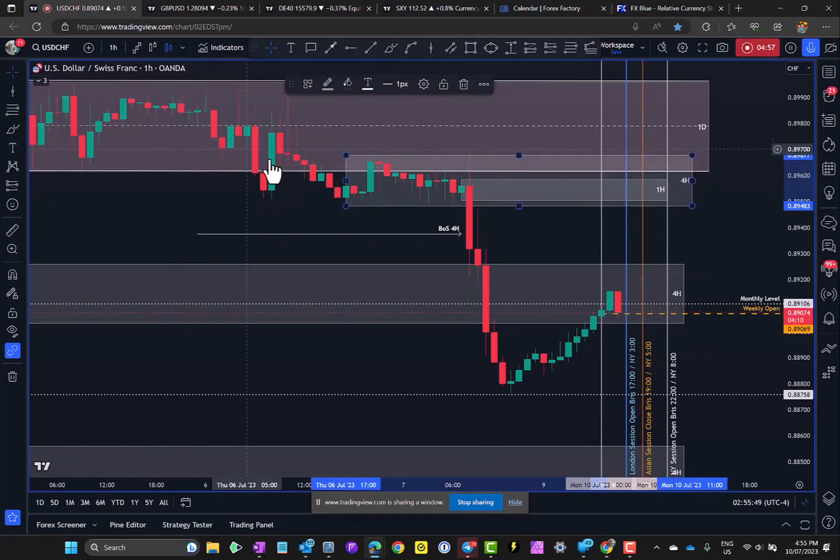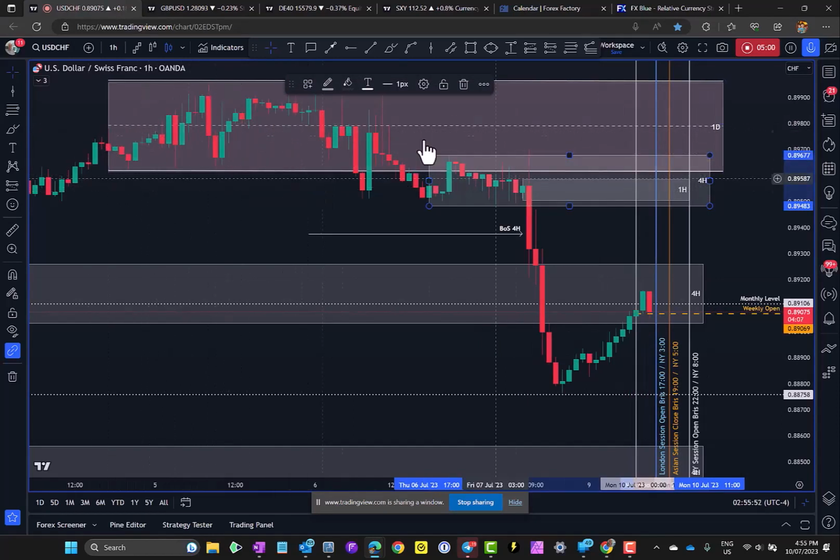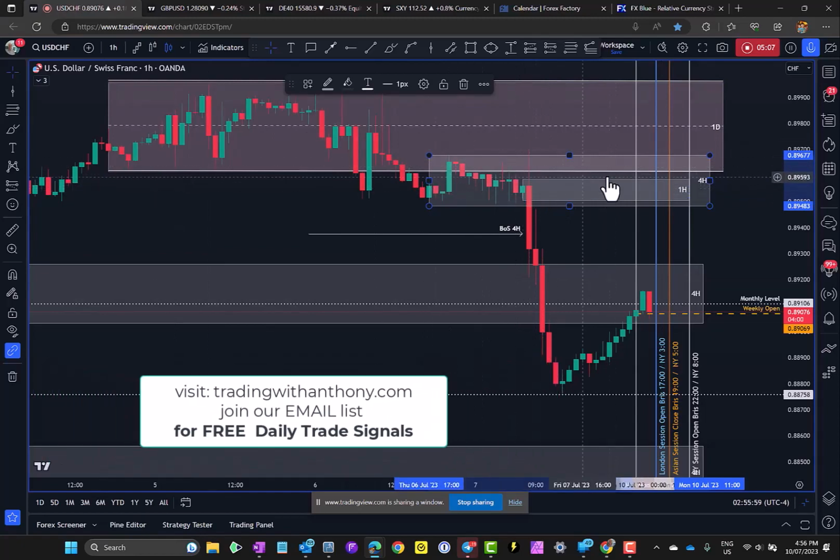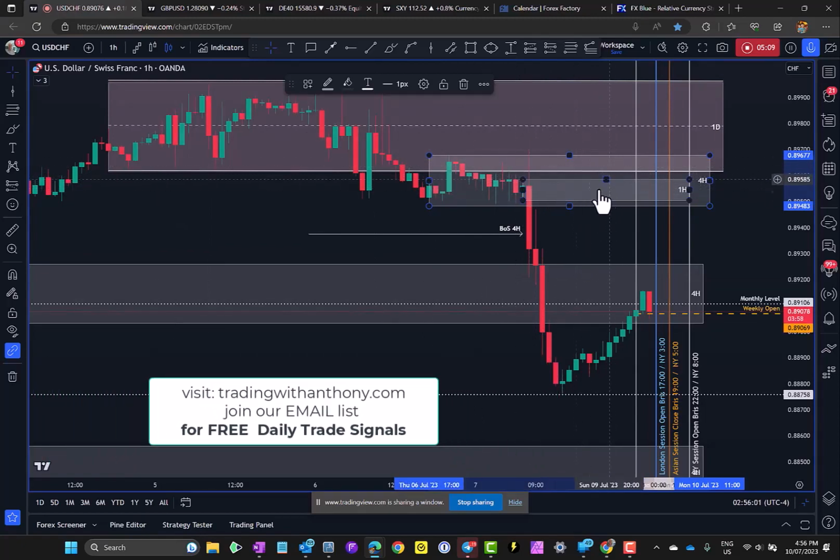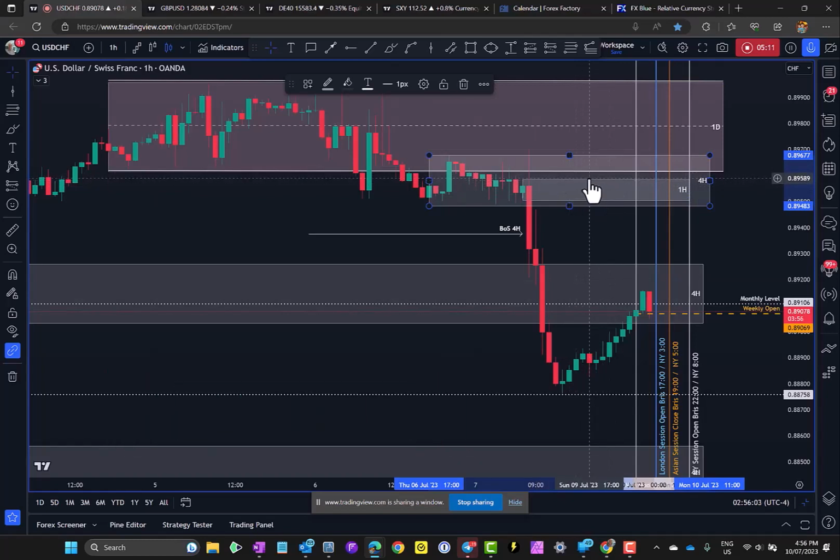Alrighty, we've got this 4-hour, 1-hour nested and daily. Big distribution level here. You can see it. All right, there it is. So precisely the 1-hour here is marked up, and the 4H, and this is a key area for me where I'll be looking to get involved.